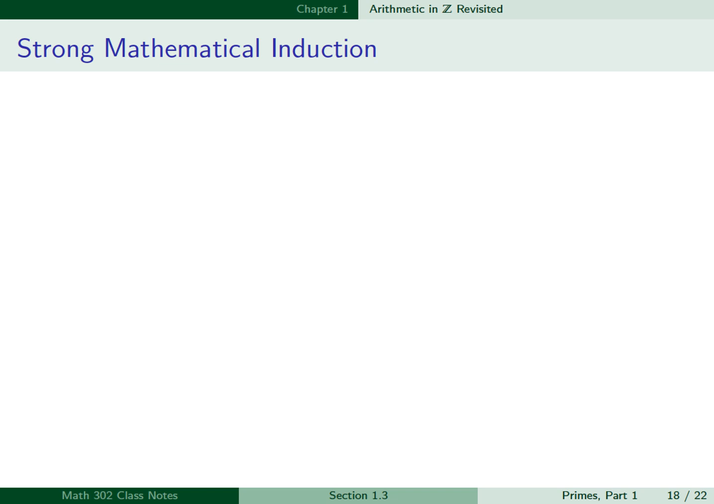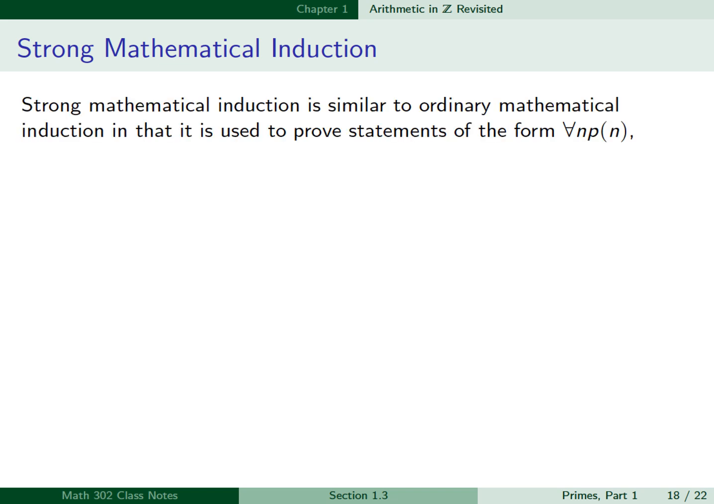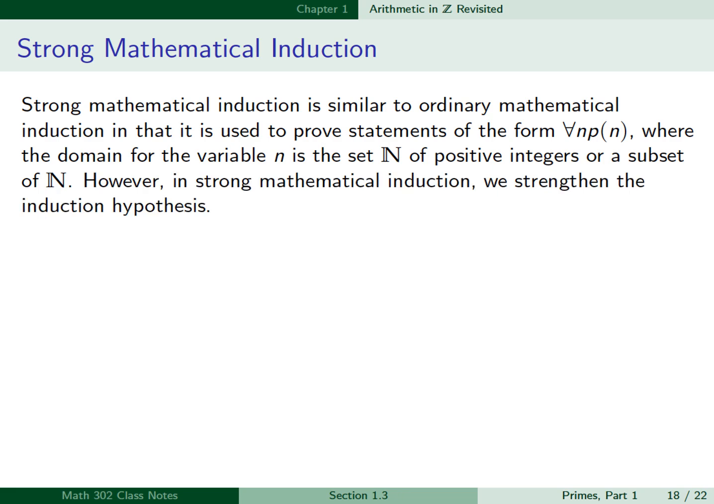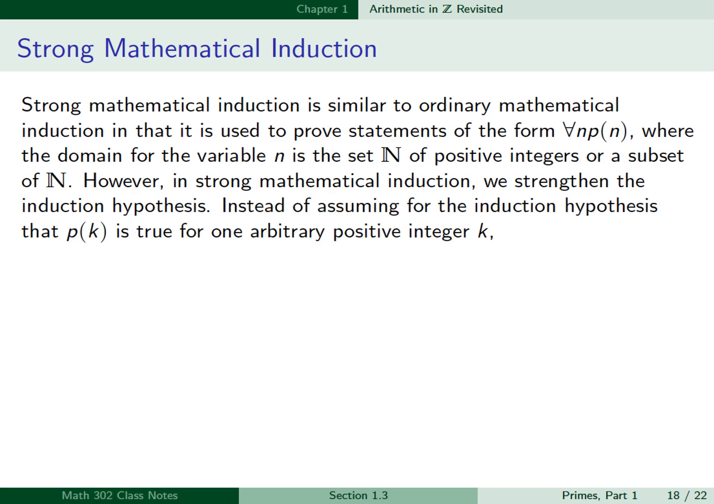Next, we want to review strong mathematical induction. Strong mathematical induction is similar to ordinary mathematical induction in that it is used to prove statements of the form for all n in N, P(n), where the domain for the variable n is the set N of positive integers or possibly a subset of N. However, in strong mathematical induction, we strengthen the induction hypothesis. Instead of assuming for the induction hypothesis that P(k) is true for one arbitrary positive integer k, we assume that P(i) is true for all integers i between 1 and k.